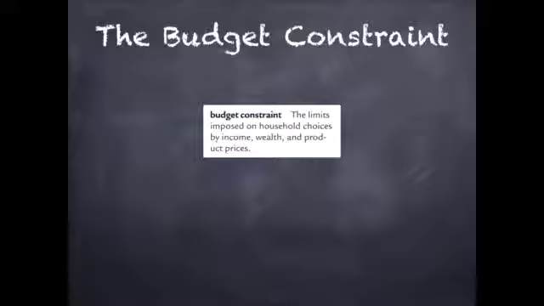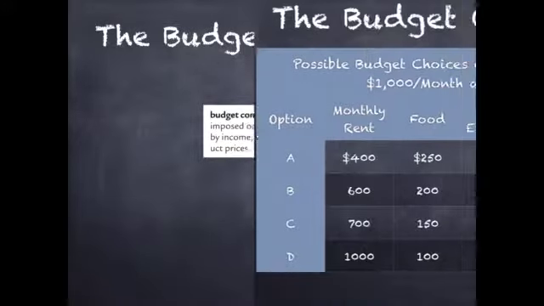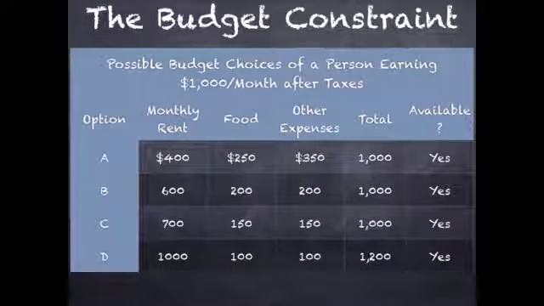We have a limited income, we have limited wealth, and we also have to deal with product prices. So all of these constrain the opportunities for purchases that are available to us. So the budget constraint maps that out. It maps out what's the limit on what we can purchase given prices and income. So this gives us an example, this table here, of different options available to someone.